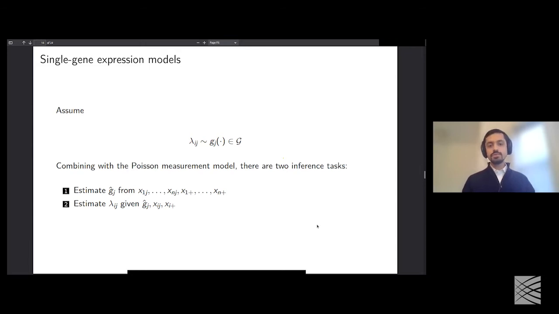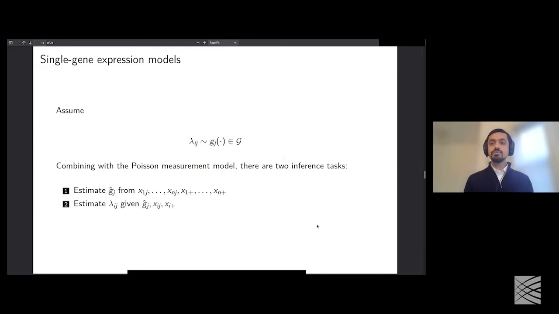Sorry, yeah. So this would be lambda ij over J, the observations at a single gene. So this would be one column of the count matrix. They follow a distribution, GJ. Right. And yeah, there are quite a few assumptions that go into this.